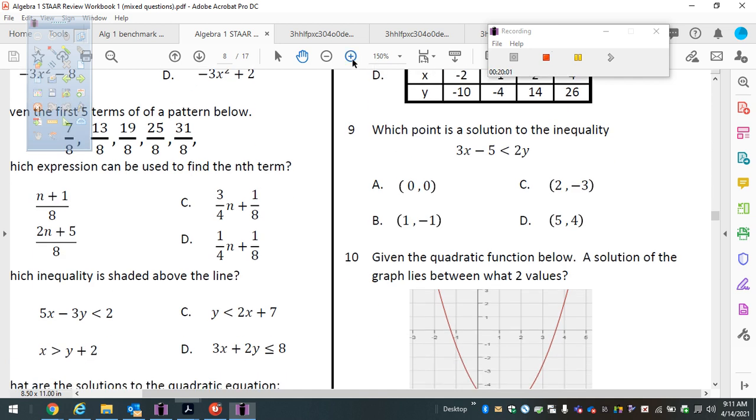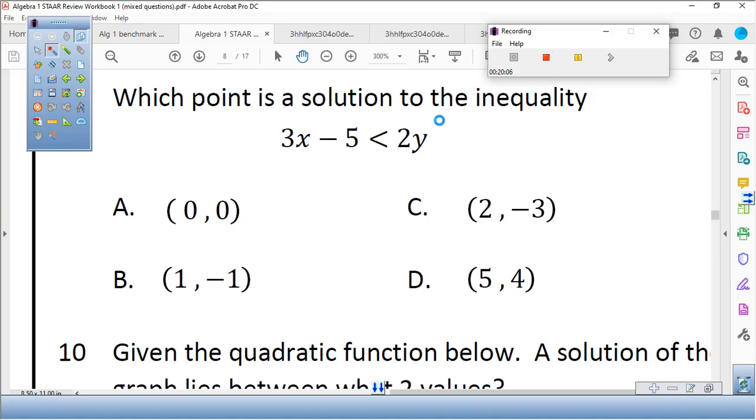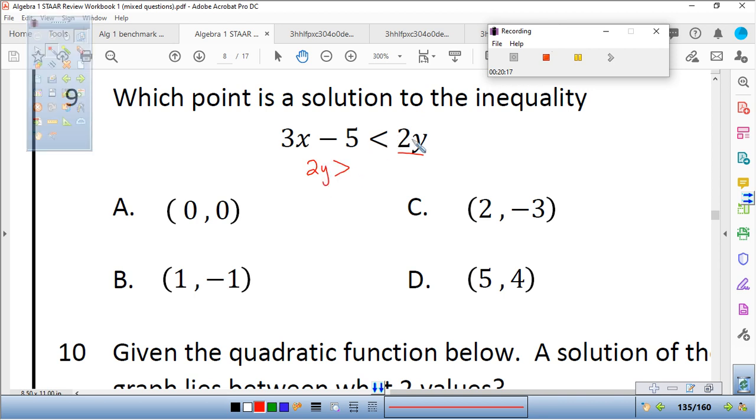Okay, next one over here. Which point is a solution to the inequality? In this situation, we need to graph this, right? Let me see. I want to rewrite it, if you don't mind. I'm going to put this on the left side, at 2y, and have it eating the 2y over here. 3x minus 5, divided by 2. I'm going to go with y is greater than 3 halves x minus 5 halves.